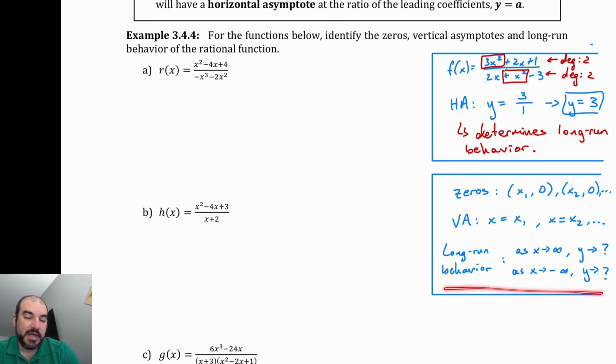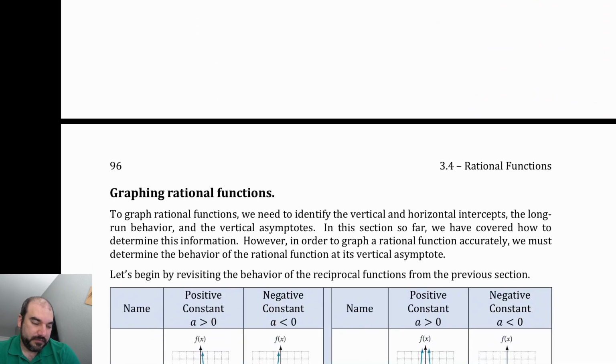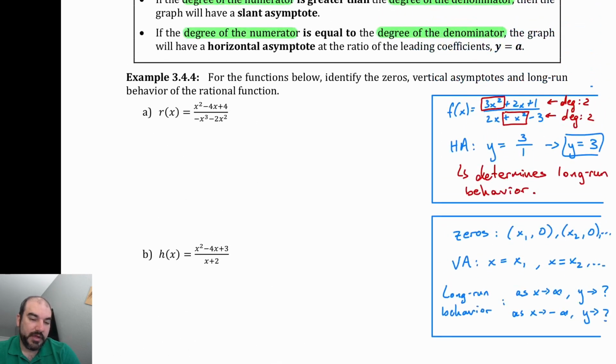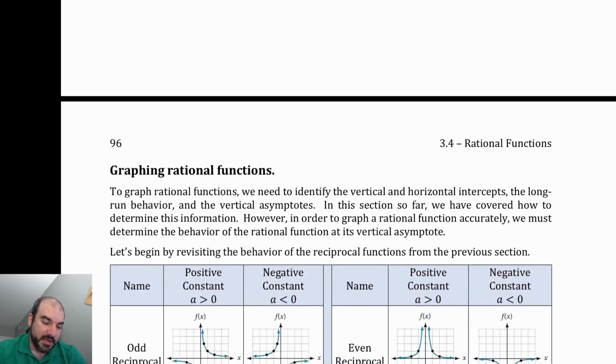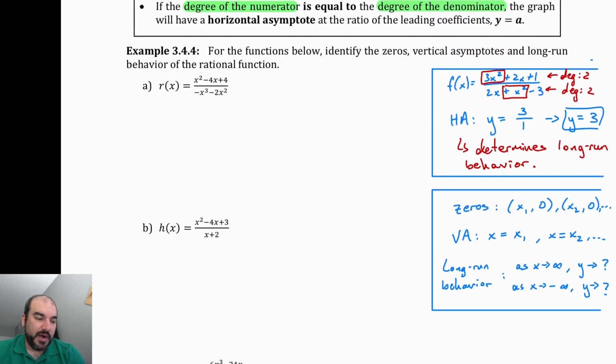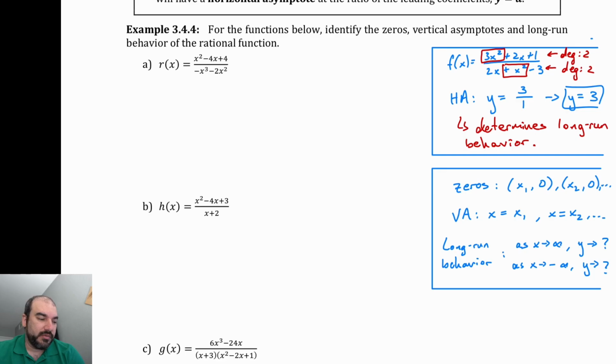Okay, so this is kind of how you should be structuring your answers here. For zeros, you list points. For vertical asymptotes, you list vertical lines. For long run behavior, you talk about what happens to y as x approaches infinity and negative infinity. Okay, and then we'll stop there because that's where the videos went up to. We'll talk about how to actually graph these on Friday.